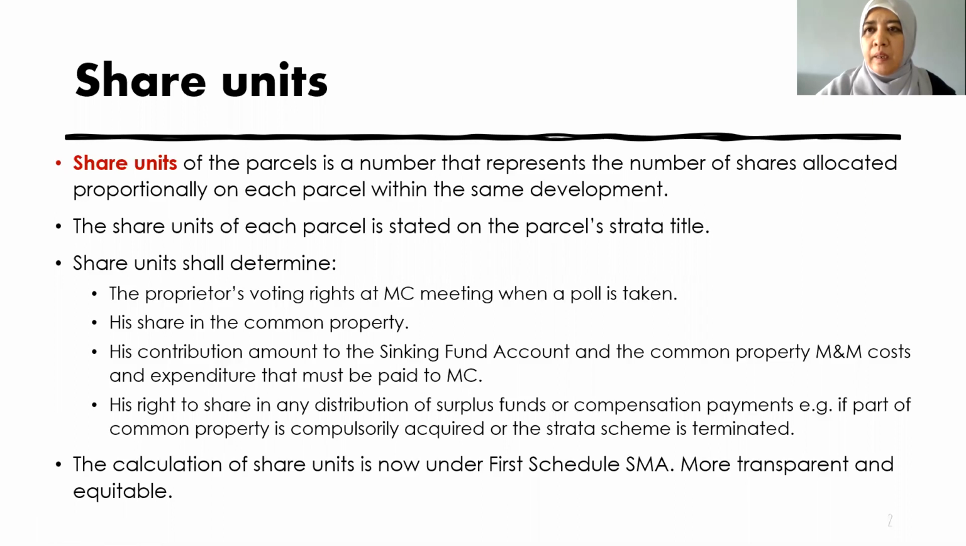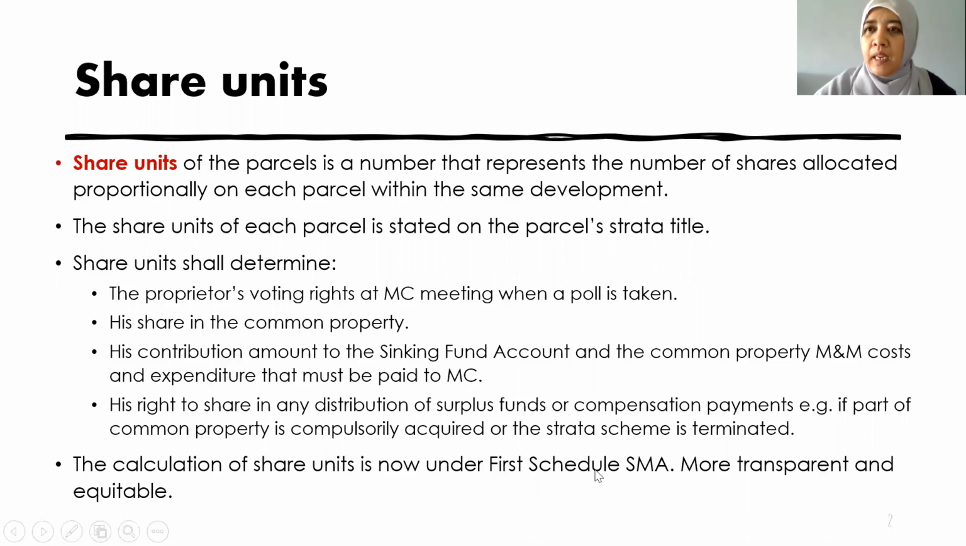Maybe there's a land acquisition by the government for part of the land on which the strata scheme stands. So land is the common property, so any compensation paid must be apportioned or allocated accordingly to all proprietors of the strata scheme according to their share units. Calculation of share units is now under the First Schedule.